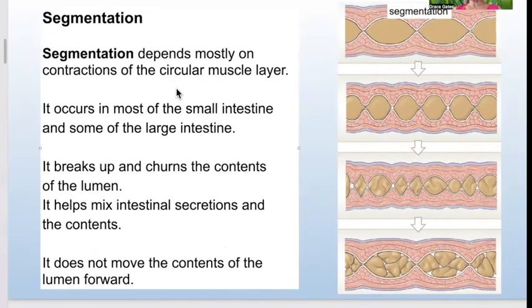Segmentation mostly relies on contractions of the circular muscle layer. It occurs in most of the small intestine and some of the large intestine. It breaks up and churns the contents of the lumen. It helps mix intestinal secretions and the contents together. It does not move the contents of the lumen forwards, it sort of stirs it up where it is.